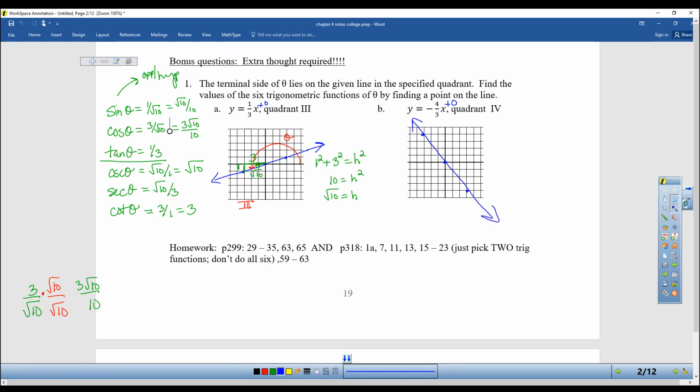It says that theta, the terminal side of theta, lies on the line, but not there, in the specified quadrant. So since it's in quadrant 4, I have to keep going. And that is my theta, that big, huge angle. So it's 300 or so degrees. But I don't actually need to find the degrees. I'm actually going to be thinking about this little reference angle and drawing my triangle based on that.